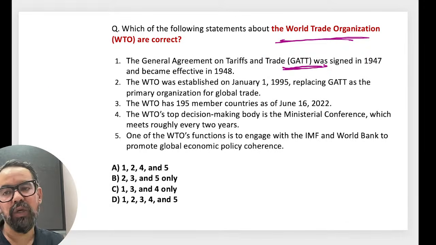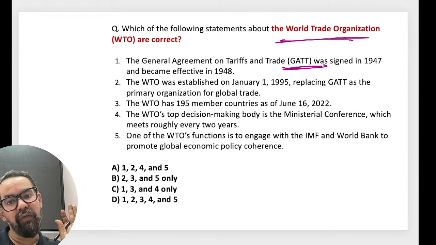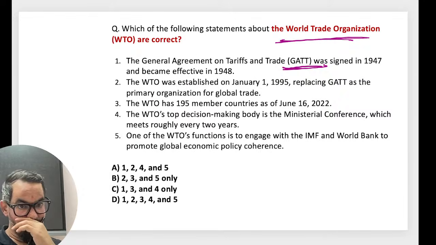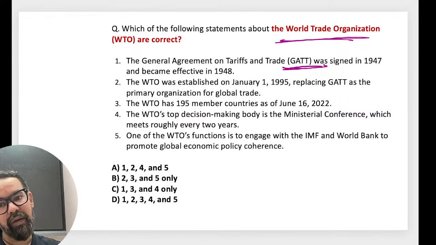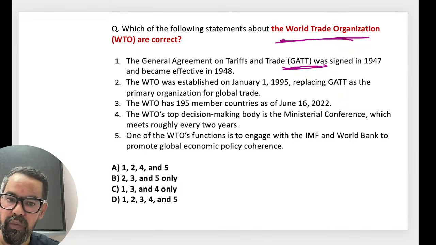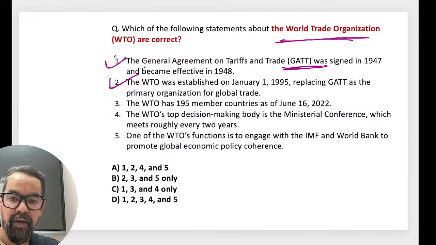So WTO was earlier an agreement. ठीक है, GATT आपका 1948 में. ठीक है, so General Agreement on Trade and Tariff. तो then आपका 1995 we come up with a dedicated institution called WTO from January 1995. तो that makes आपका statement 1 and statement 2 true. ठीक है, दो statement correct हो गए.